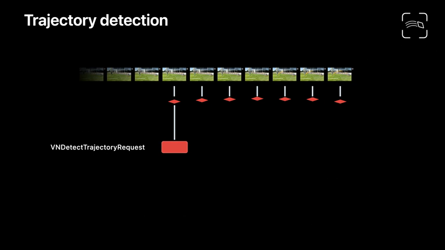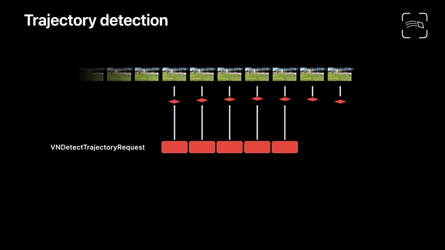So we feed it the first frame, and nothing happens. Continue feeding frames to it, 4 frames in. Now we get to the 5th frame, and we actually get a trajectory detected. Because we now have enough evidence. We cannot see from a single frame if something is moving. We need a bit of evidence over time, and that's why it's a stateful request.